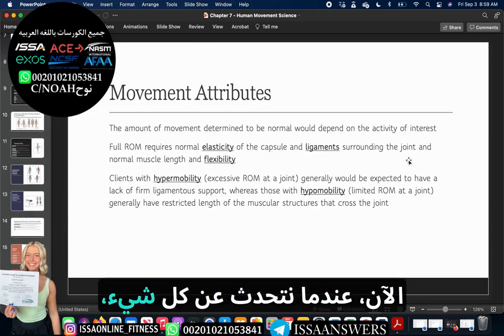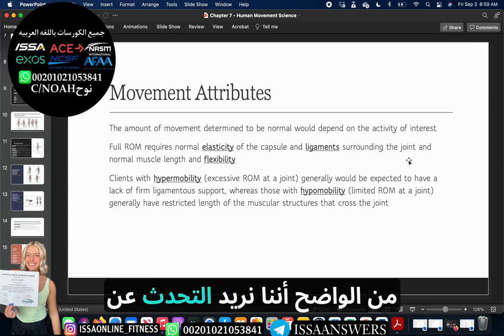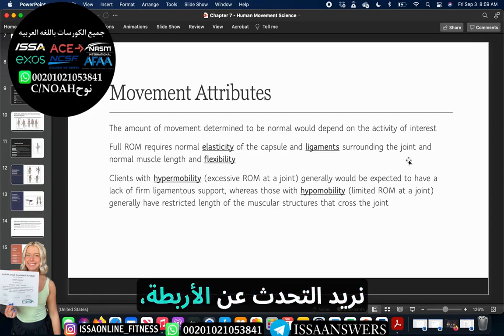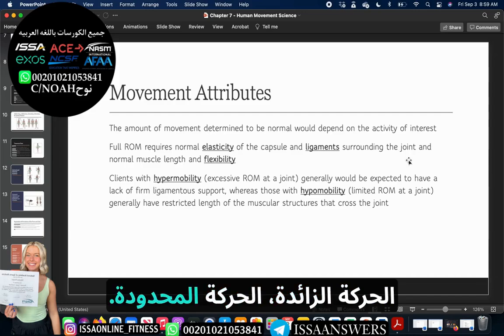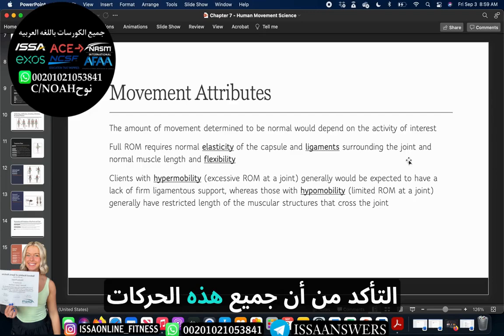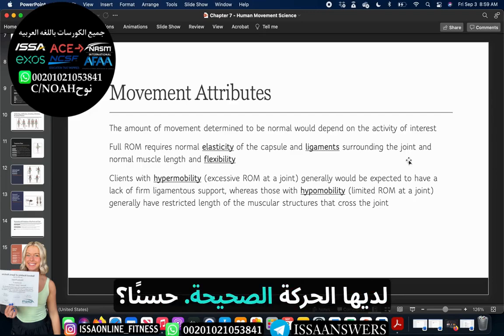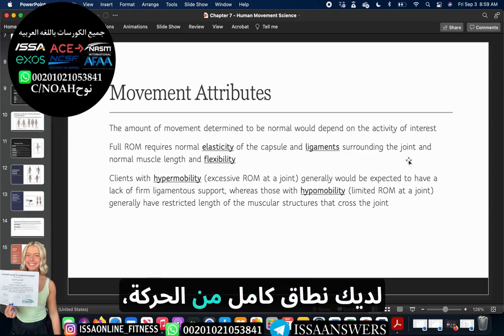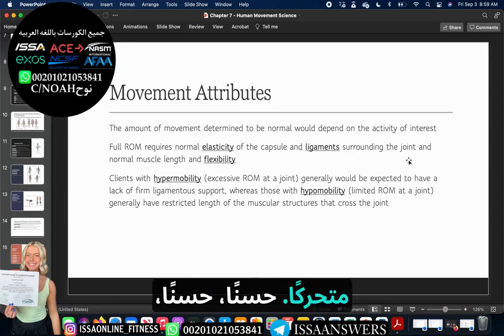Now, when we talk about everything, obviously we want to talk about specific attributes like elasticity, flexibility. We want to talk about ligaments, hypermobility, hypomobility. All of these will come into play because we want to make sure that all of those motions have the proper movement. Okay, so again, having full range of motion, we're talking about being mobile.